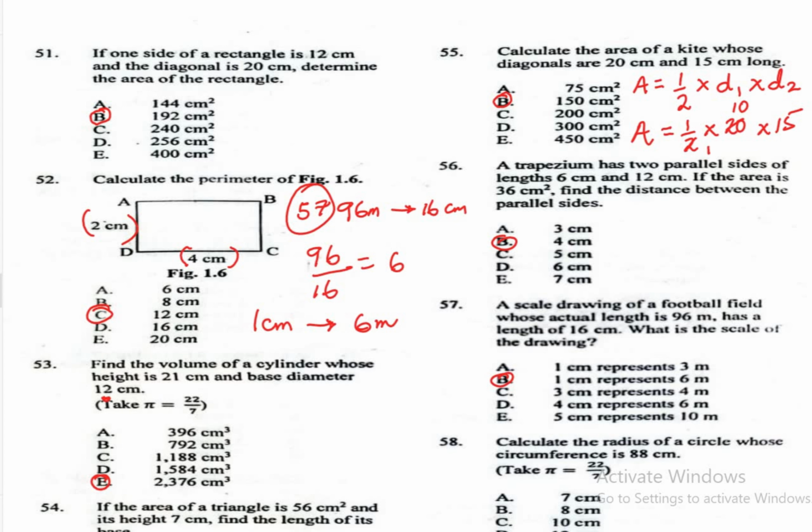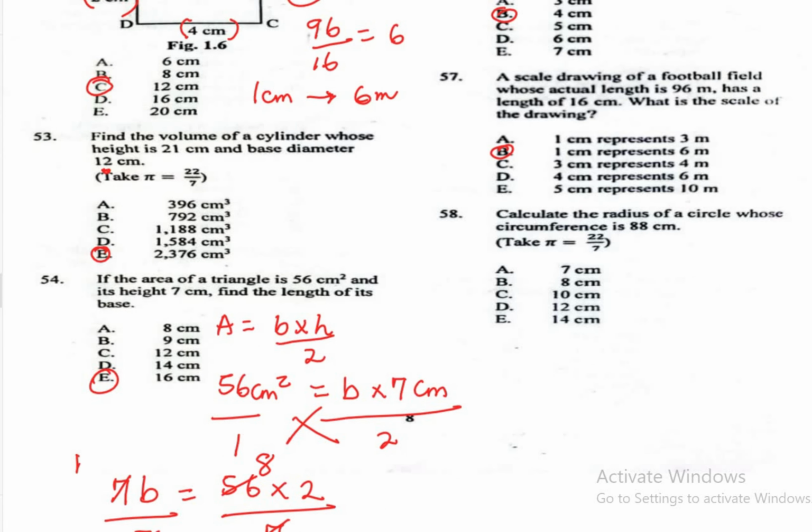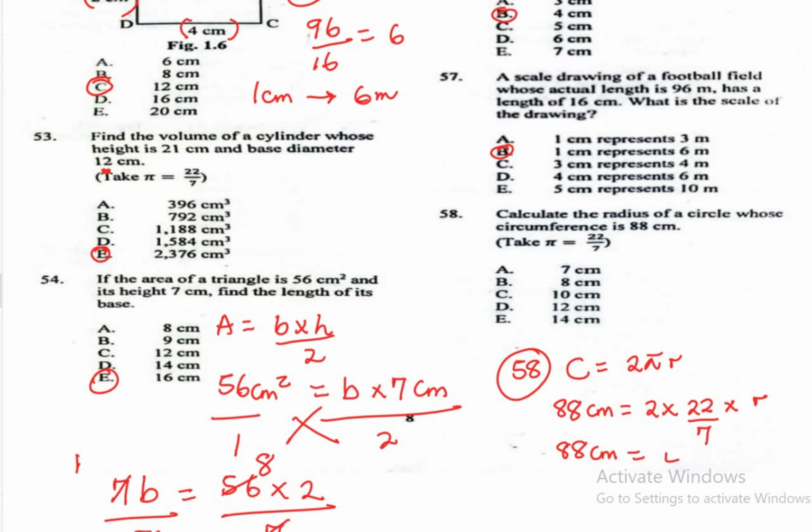Let's take question 58. Question 58 says, calculate the radius of a circle whose circumference is 88 centimeters. Take pi as 22/7. Circumference of a circle is 2 pi radius. Circumference has been given as 88 centimeters, equal to 2 times pi, which is 22/7, times the radius. That's what you are looking for. So 88 centimeters is equal to 2 times 22 times r over 7, which is 44r/7. What do you do?